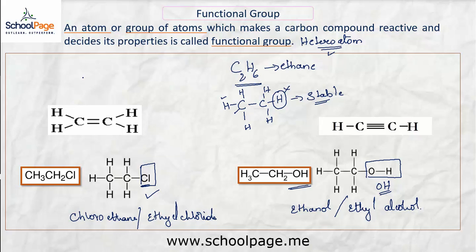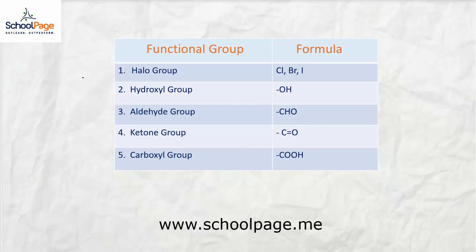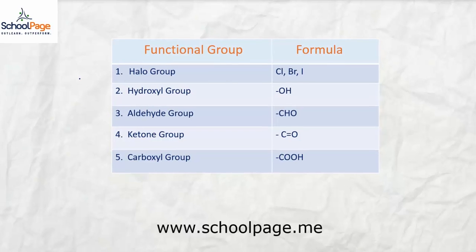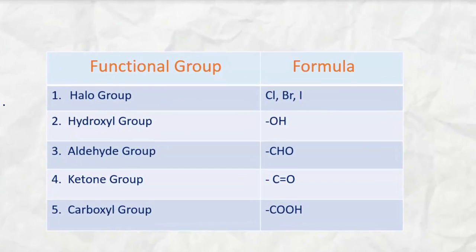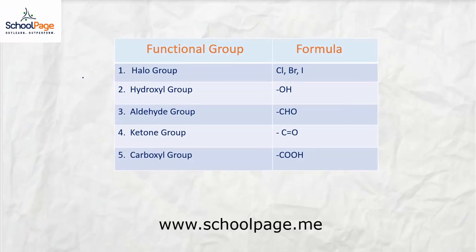Now, let's look at some examples of functional groups. All the halogens come under the halo group. Hydroxyl group, that is the OH group. Aldehyde group with CHO. Ketone group with C double bond O. Carboxyl group with COOH. These are some of the functional groups which we see in nature, especially in hydrocarbons.